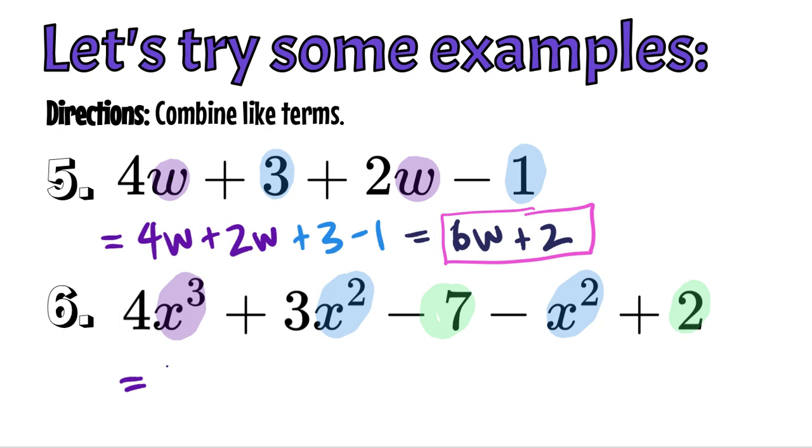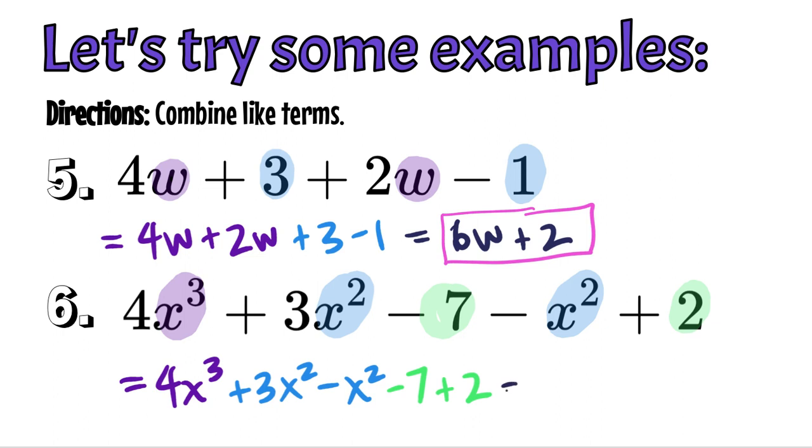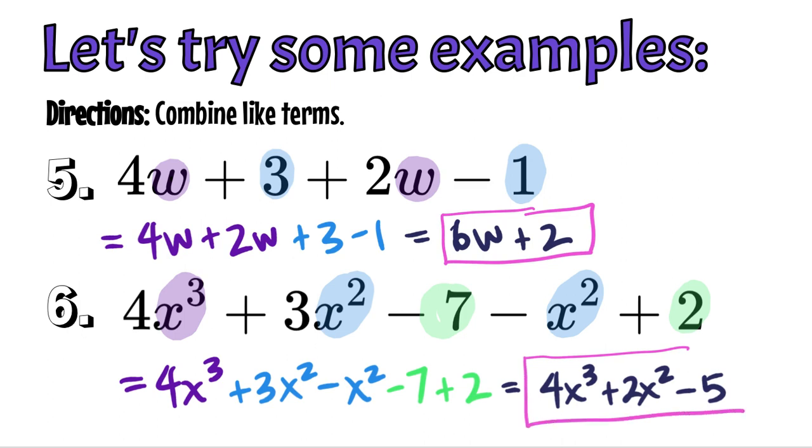We need to rewrite 4x cubed. We don't have any terms to combine with 4x cubed. There's only one x cubed. We have a plus 3x squared and a minus x squared. And then we have a minus 7 and a plus 2. When we combine all of these together, we get 4x cubed, plus 3x squared minus x squared is going to give us a plus 2x squared, and a minus 7 plus 2 gives us a minus 5. And this is our final simplification here.